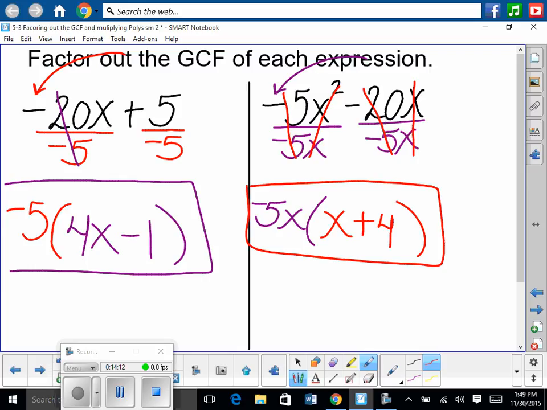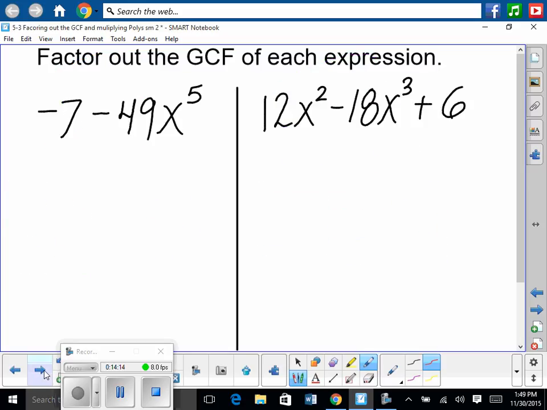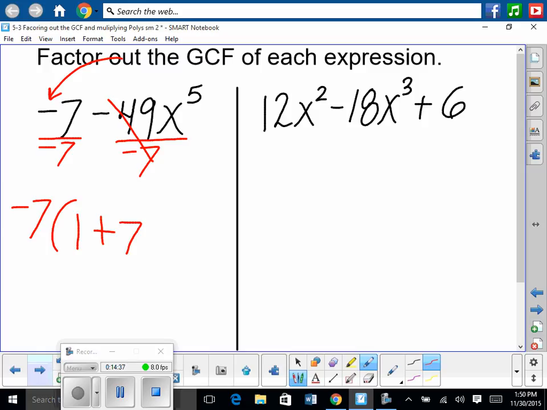Okay, actually these are my last 2 examples. You need them. Negative 7 minus 49x to the 5th. What's in common? A 7. And is there a negative in front? Yes. So we need to factor out a negative 7. Divide each thing by what you factored out. Negative 7 divided by negative 7 is positive 1. Negative 49 divided by negative 7 is positive 7. X to the 5th, no x's, right?